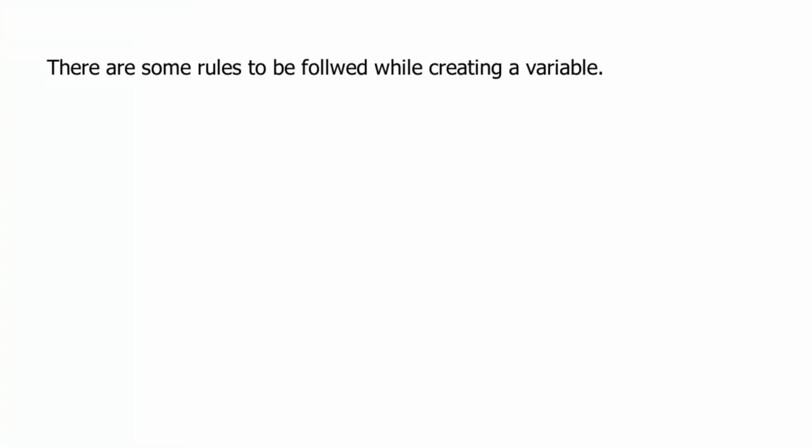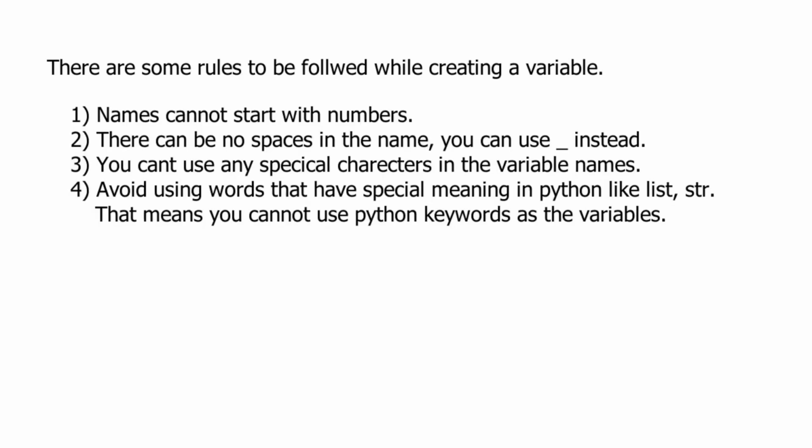There are some rules to be followed while creating a variable. Names cannot start with numbers. The second one is there can be no spaces in the name. Instead of spaces, you can use an underscore. You can't use any special characters in variable names, like ampersand, less than, greater than, exclamation marks, anything. Next, avoid using words that have special meaning in Python, like list and str. That means you cannot use any Python keywords as variables.